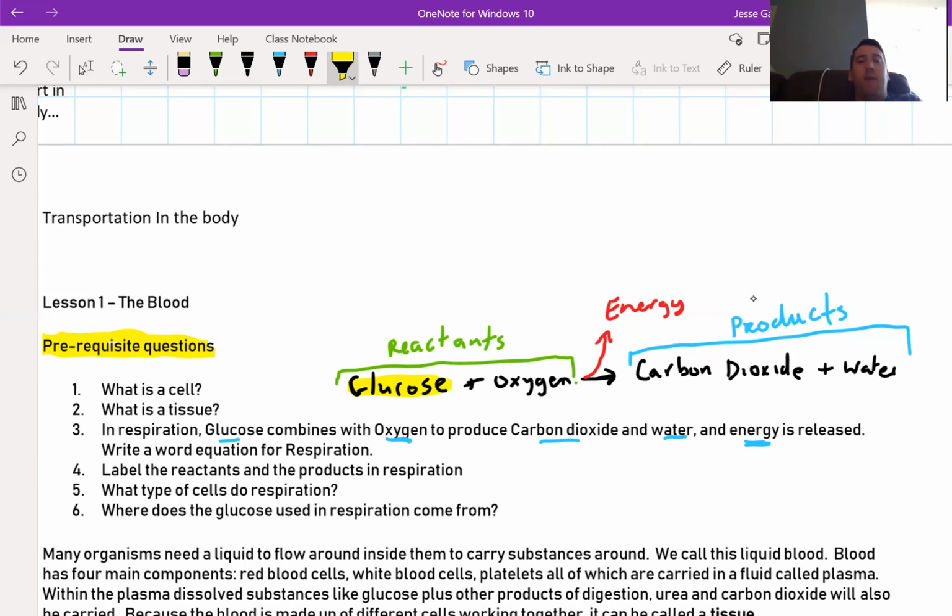You should only be playing again if you've tried and thought very hard and you've written down an answer here. The glucose used in respiration comes from the digestive system, or in particular, from the digestion of food. When food is digested, we break down the food and we use the glucose for respiration. That's it, guys. Those were really important questions to lead us into today.